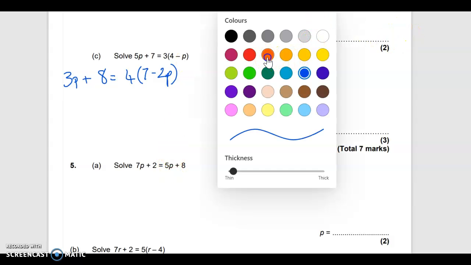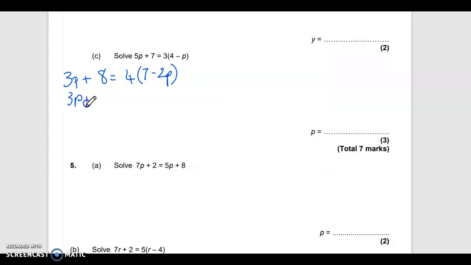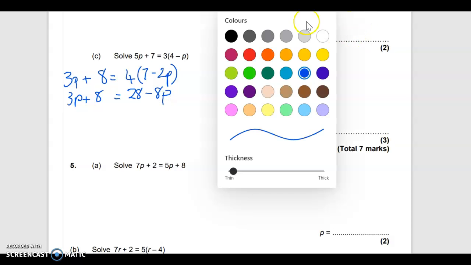So here we go. First of all, it would be helpful to multiply this side out. So let's have a go at doing that. This stays the same, so 3p plus 8. And if I multiply this out, I've got 4 times 7, which is 28, minus 4 times 2p, which gives us 8p.